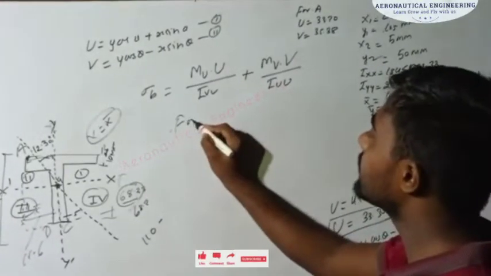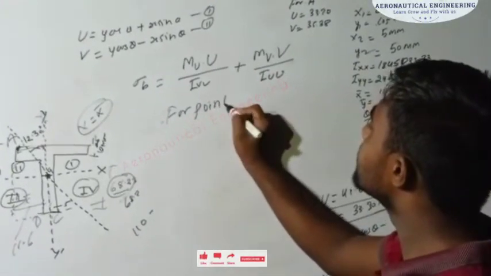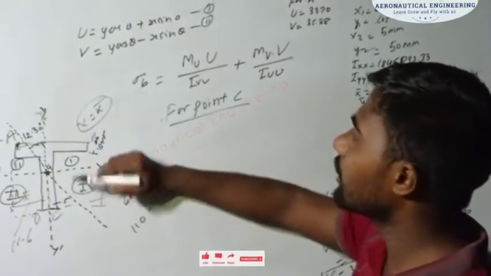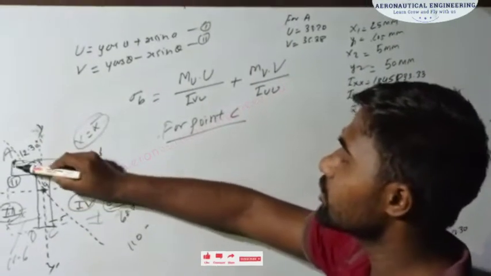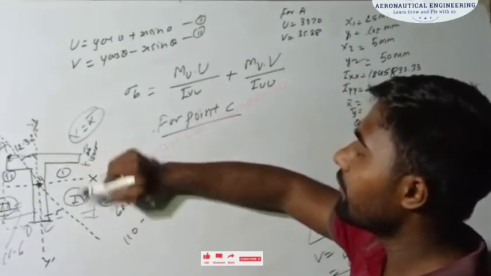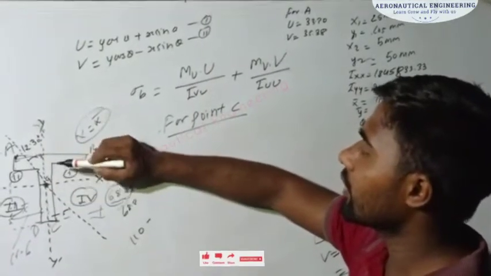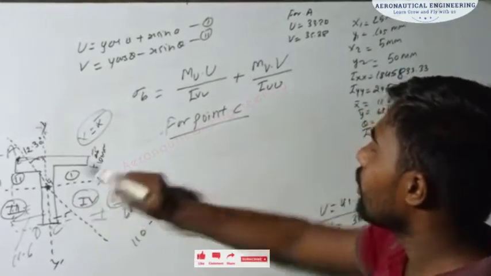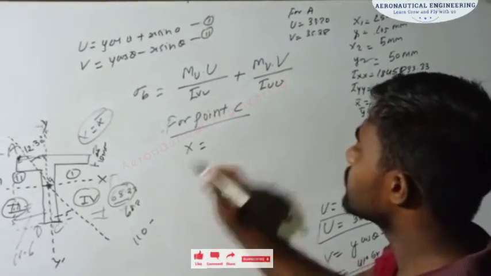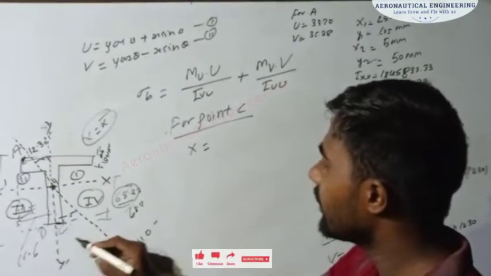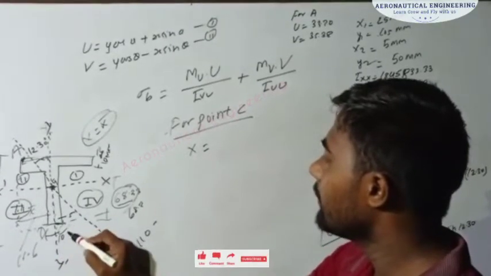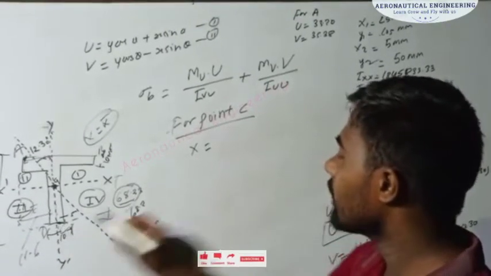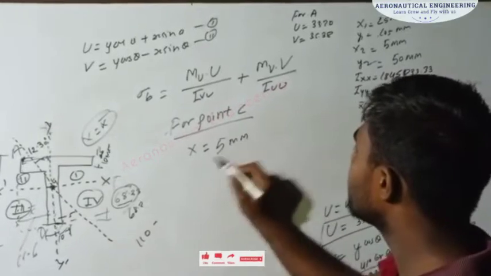Similarly, for point C, we are just going to calculate the bending stress. If you want, you can find the bending stress at all corners, I'm just going to find the bending stress at point A and point C. So for point C, x is equal to this length, horizontal length. So this total is 10 mm, so half portion of this equal to 5 mm.